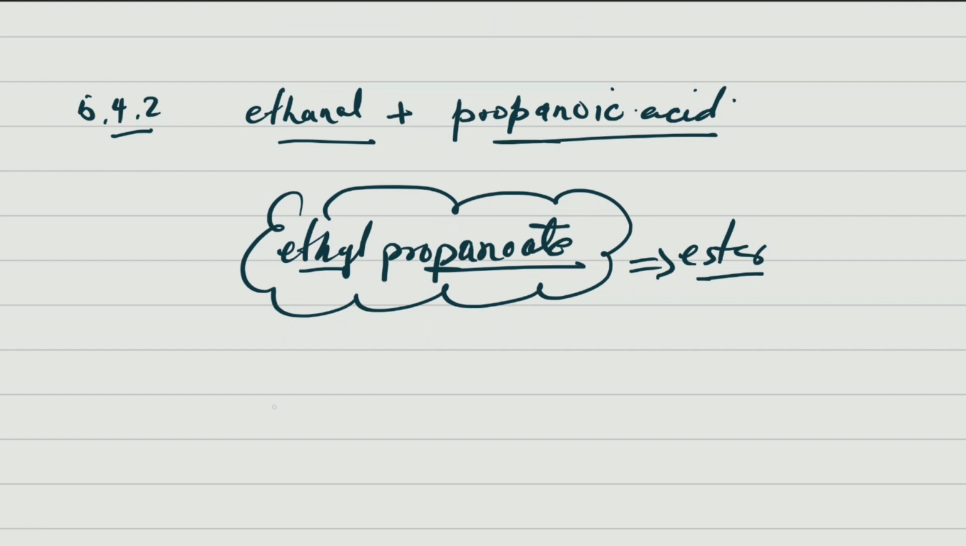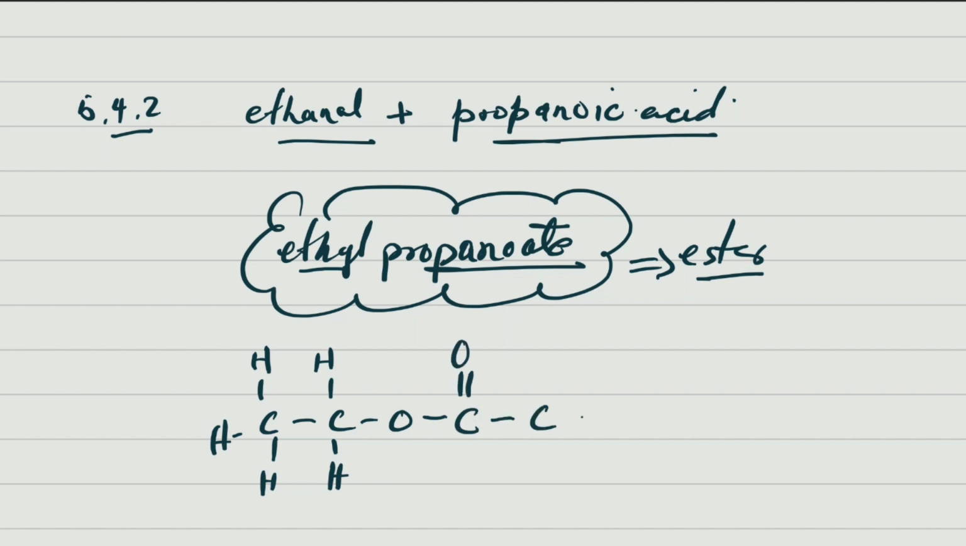Now, ethyl. So the ethyl part will have 2 carbons with the O. This is the part that is coming from the alcohol, and the part that is coming from the carboxylic acid is the carbon double bond O, then 1 carbon, 2 and 3 carbons. And this one is ethyl propanoate, which is the ester being formed.